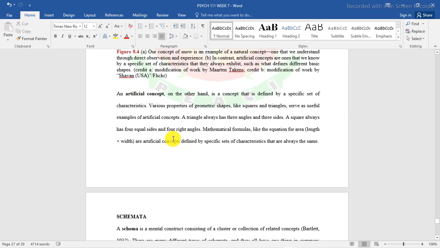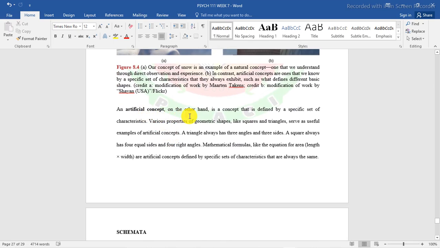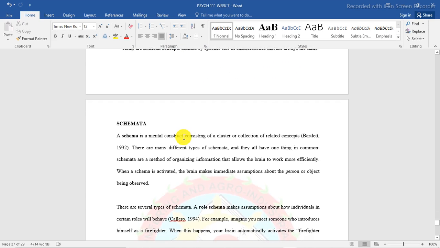In artificial concepts, sabi dito, an artificial concept, on the other hand, is a concept that is defined by a specific set of characteristics. Ano to? Various properties of geometric shapes, may mga squares, may mga shape na serve as useful examples of artificial concepts. Okay? So, yun yung schemata. Schemata is a mental construct consisting of a collection of related concepts. So, yung schemata mo dyan, pag marami ka ng concept, yan yung kabuuan, yan yung schemata mo.